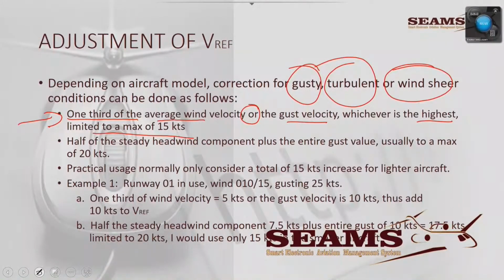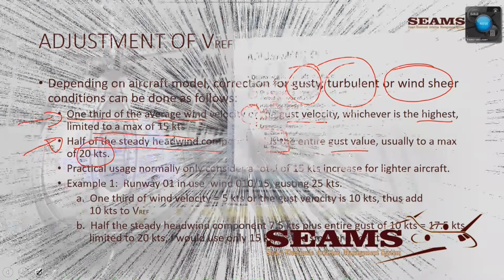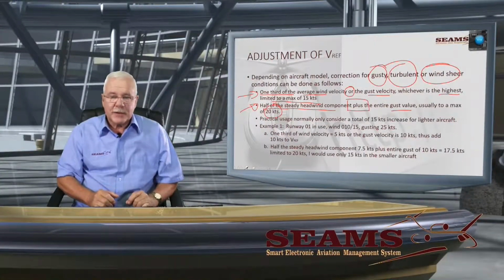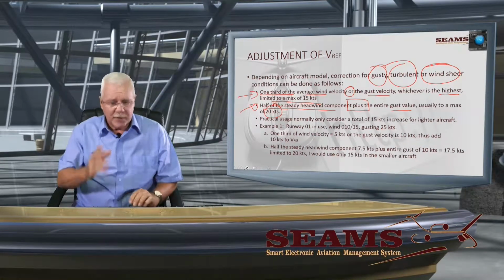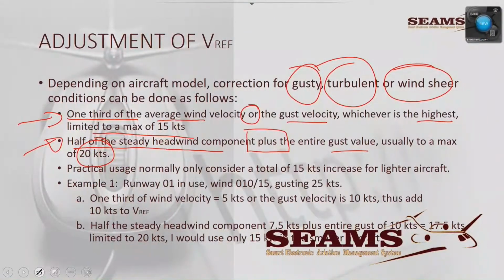All right. The other way is to take half the steady wind component plus, and that's now where the difference is. It was not or, it's plus the entire gust. And then they talk about normally a maximum of 20 knots. 20 knots, my opinion is that if the wind is so strong and so bad, yeah, you can put 20 knots in. I'm not sure if that will still be in the conditions of your aircraft. However, let's see from a practical point what happens.